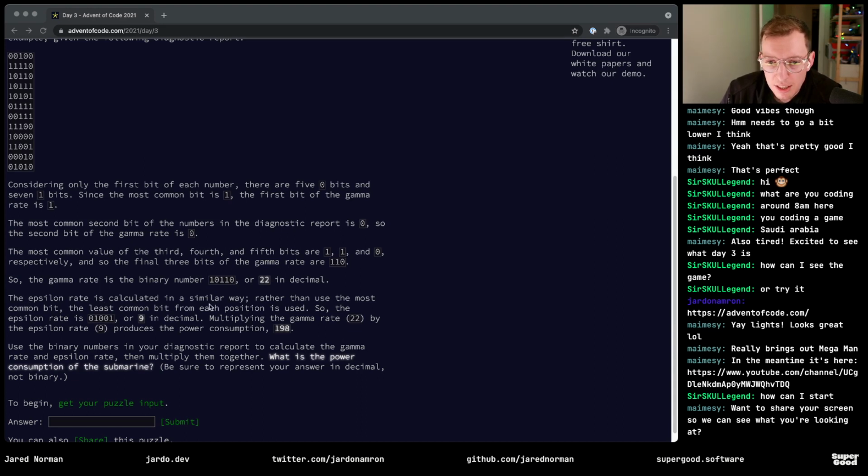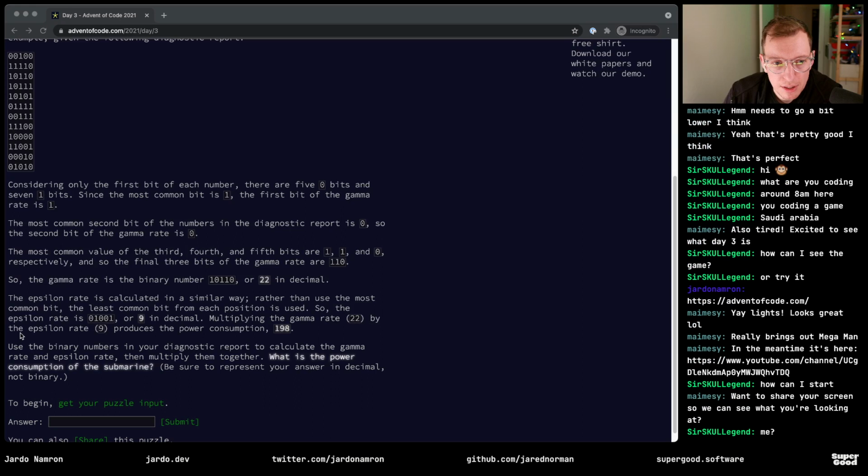The epsilon rate is calculated in a similar way. Rather than use the most common bit, the least common bit from each position is used, so the epsilon rate is 01001, or 9 in decimal. Multiplying the gamma rate 22 by the epsilon rate 9 produces the power consumption 198.